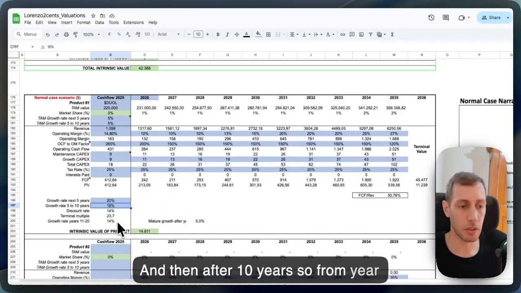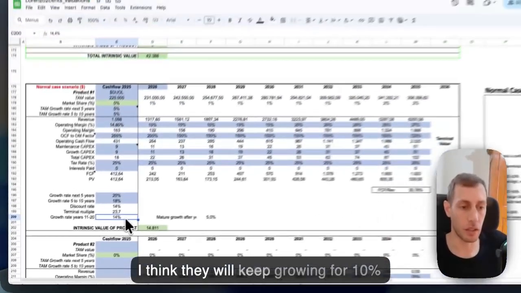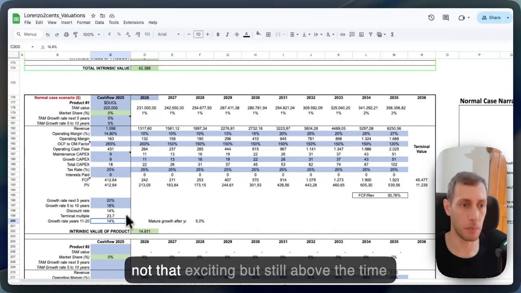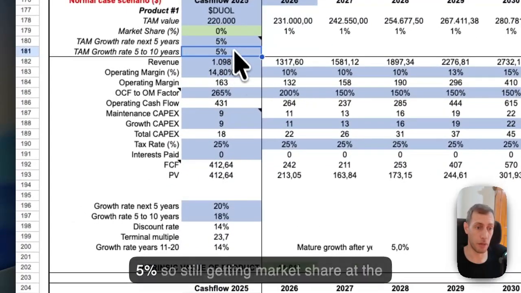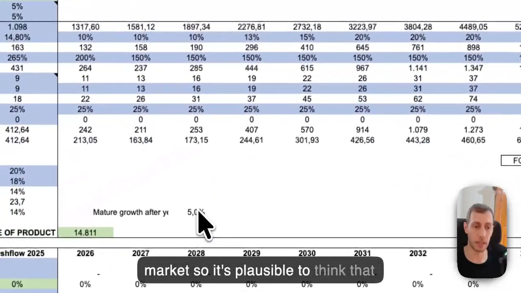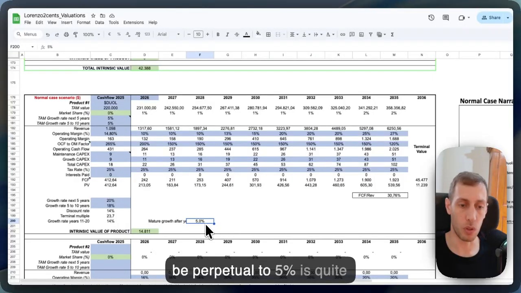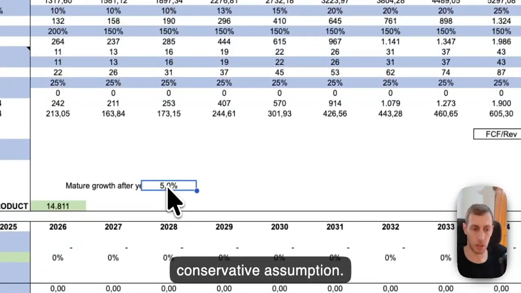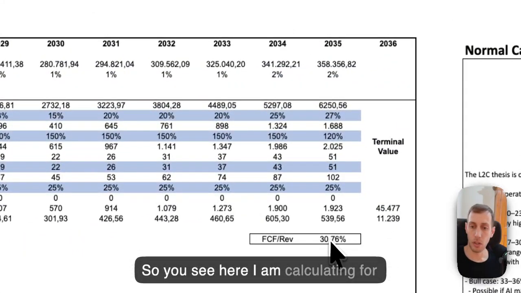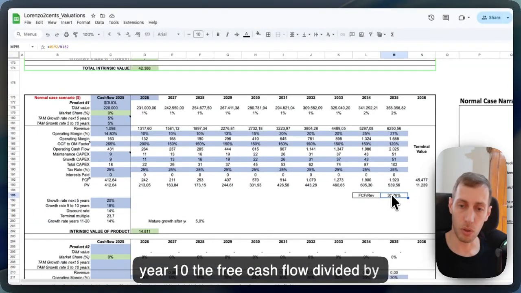And then after 10 years, so from year 11 to 20, this is the growth rate. I think they will keep growing, 14%, not that exciting, but still above the TAM growth rate that I've estimated at 5%. So still gaining market share. At the end, after 10 years, Duolingo will only have 2% of the market. So it's plausible to think that. And then after 20 years, growth rate will be perpetual at 5%. It's quite a conservative assumption.